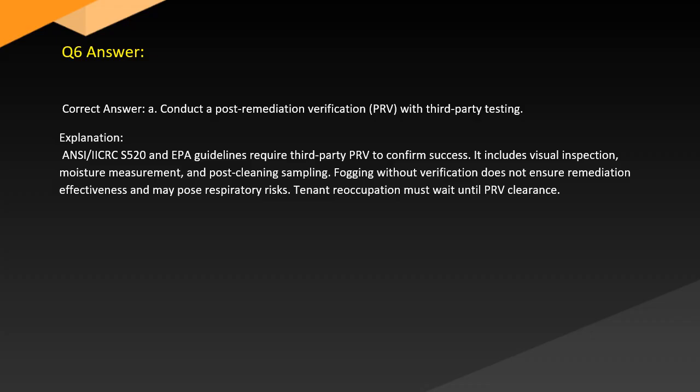Explanation. IICRC and EPA guidelines require third-party PRV to confirm success. It includes visual inspection, moisture measurement, and post-cleaning sampling. Fogging without verification does not ensure remediation effectiveness and may pose respiratory risks. Tenant reoccupation must wait until PRV clearance.